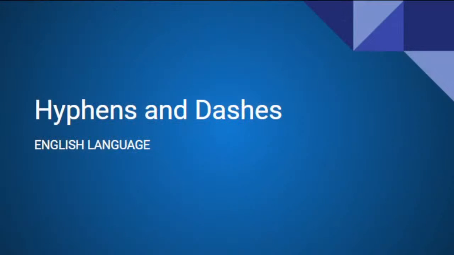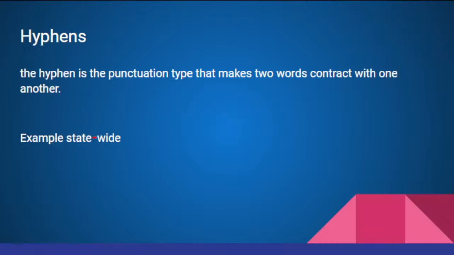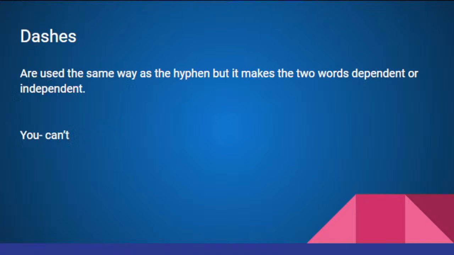Next, hyphens and dashes. When you're using a hyphen, the hyphen is the punctuation type that joins two words with one another, such as the example statewide. For dashes, they're used the same way as the hyphen, but it makes the two words dependent or independent, such as you can't.